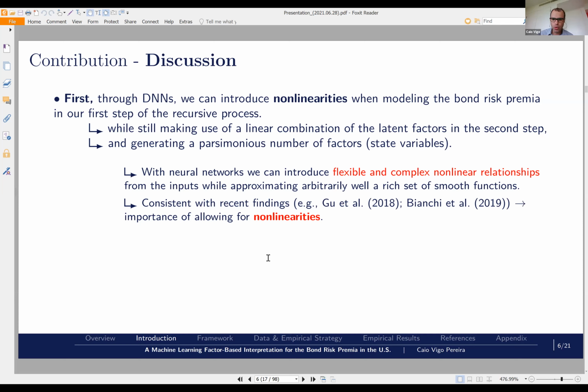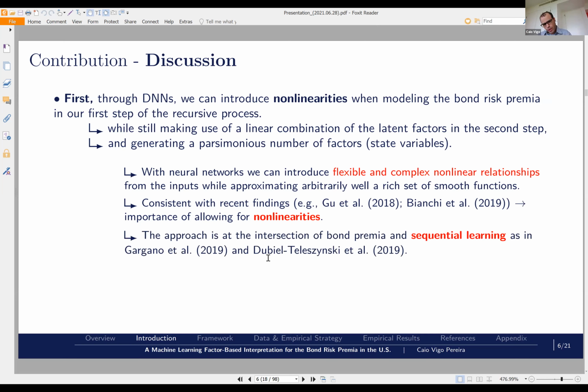So here I have Gu et al., published in Review of Financial Studies, and Bianchi, also Review of Financial Studies, all saying how important it is for us to introduce nonlinearities when we derive factors. And the second point here, it's important to say, is that this paper is at the intersection between bond premium and sequential learning.